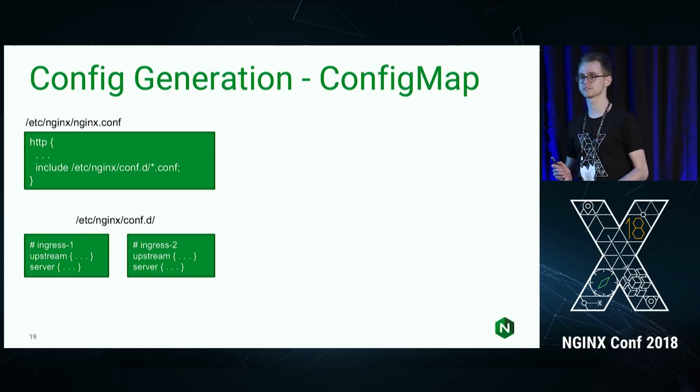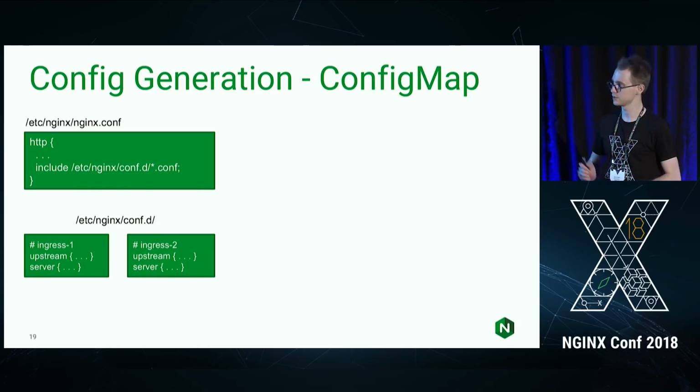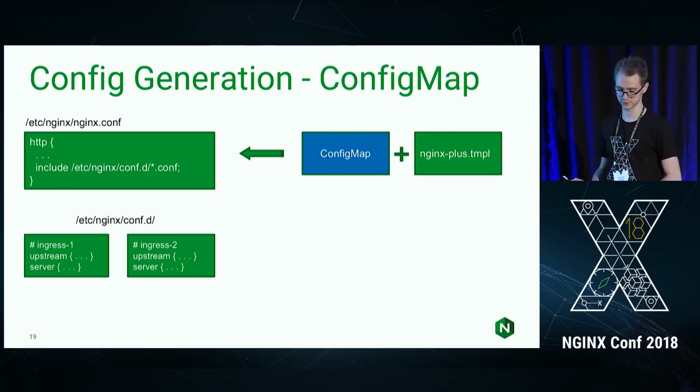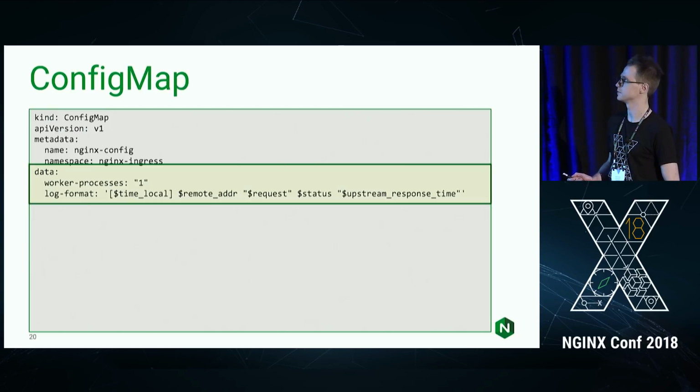To understand that, let's understand how the config files are generated. So first we have the main nginx.conf file, and it is actually generated from the template. So Ingress controller is written in Go, and it uses Go templates to generate the config files. And so as a user, you have control over how the main nginx.conf is generated. And this control comes in the form of the ConfigMap resource. And let me show you an example of the ConfigMap resource.